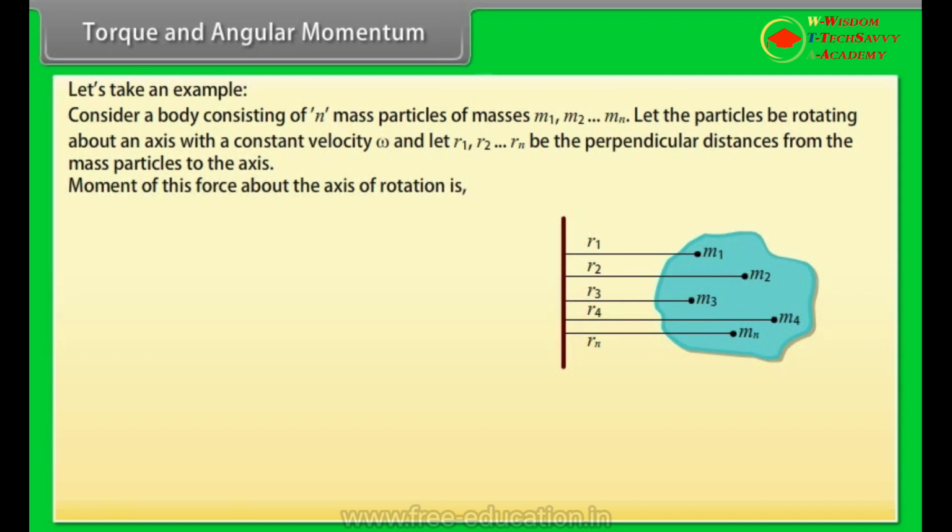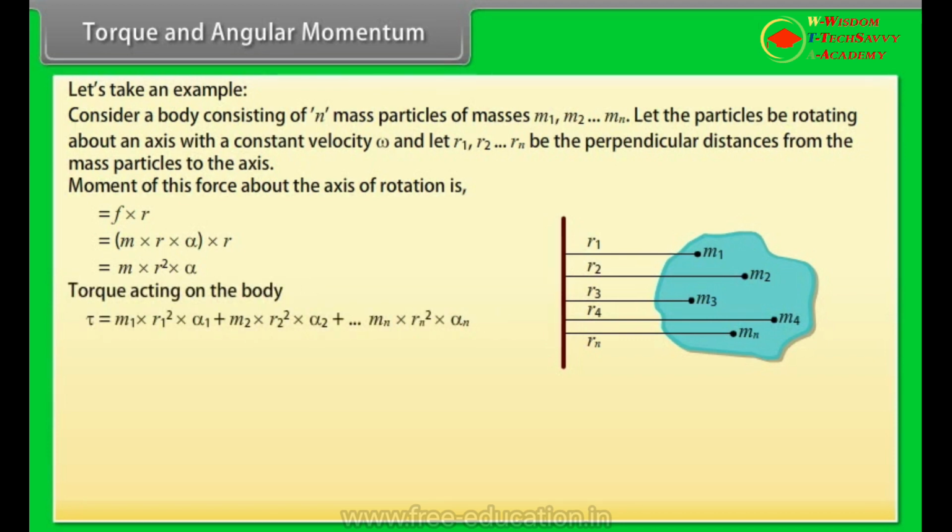Moment of this force about the axis of rotation is equal to F into r. By putting the value of force, we get m into r into alpha into r, which is equal to m into r square into alpha. Torque acting on the body is given by tau is equal to m1 into r1 square into alpha 1 plus m2 into r2 square into alpha 2 plus and so on till mn into rn square into alpha n.